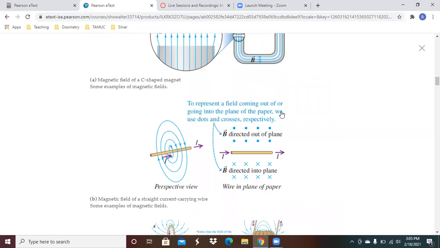So to represent a field coming out of or going into the plane of the paper, we're going to use dots and crosses.